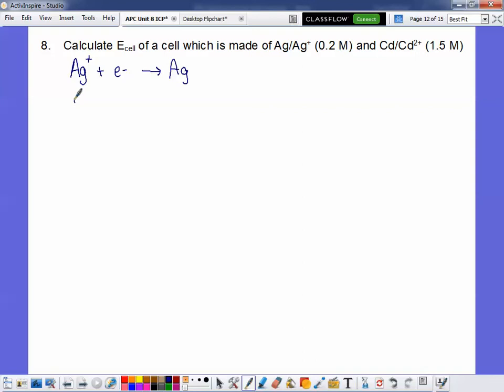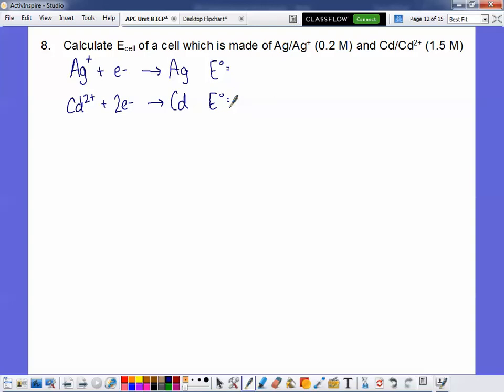And then for the other one, we're going to have Cd2 plus how many electrons? 2, going to Cd. So take a moment, find both of those equations in the chart. Be aware that there's a silver 2 plus going down to silver plus in the chart as well. You have to find the correct ones. I'm going to write down the exact values from the chart, not the flipped one. We'll talk about how to flip it in a moment.